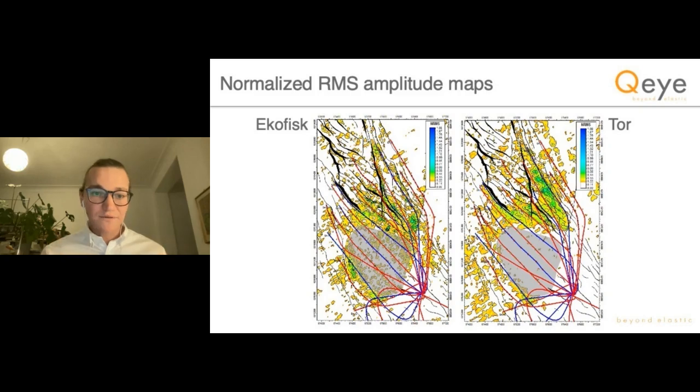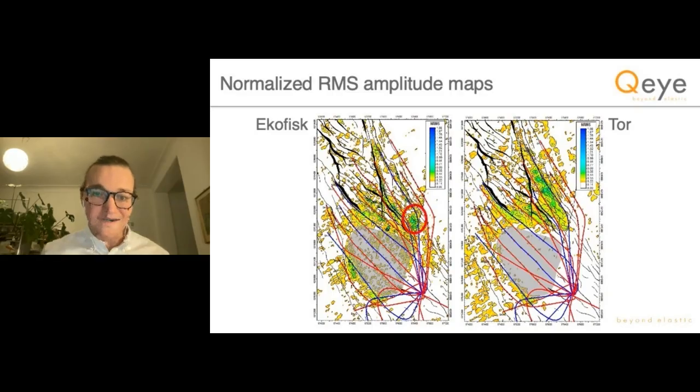So here's a map view of just seismic differences, and this is after warp. And we have two different reservoir intervals that are being plotted. On the left is the Ekofisk, and on the right is the Tor. And the Tor is the interval that's the lower reservoir unit where more of the water injection is taking place.